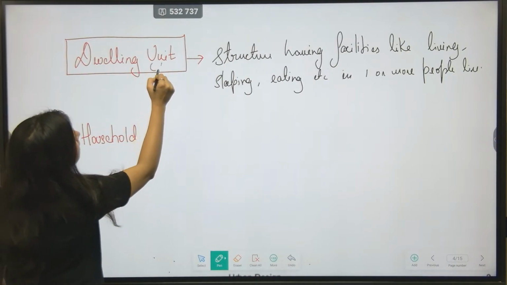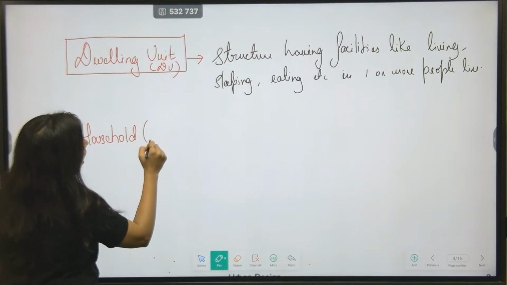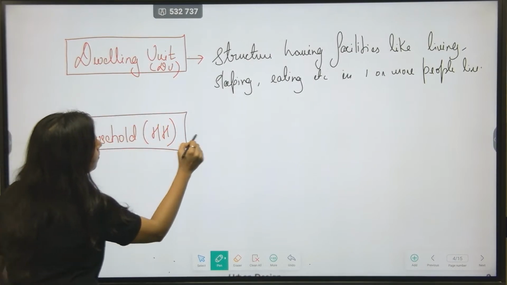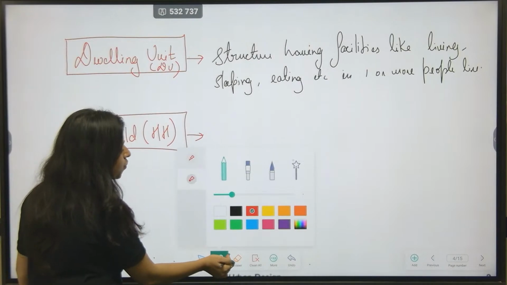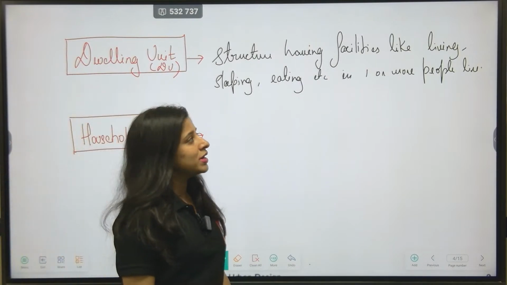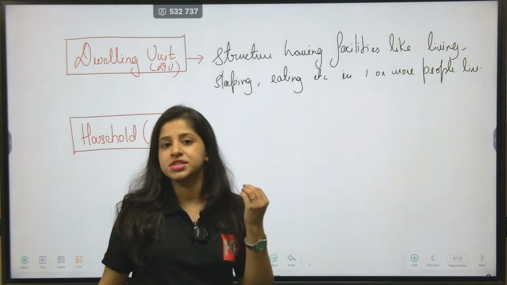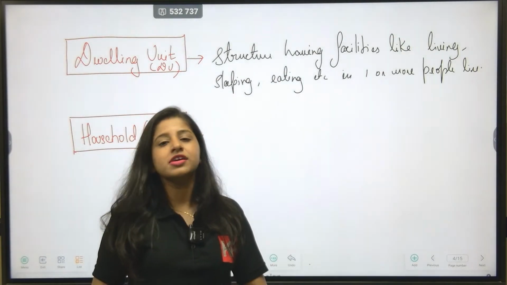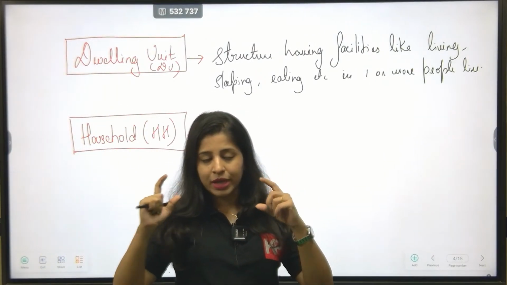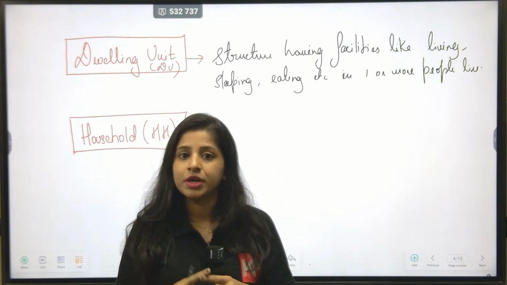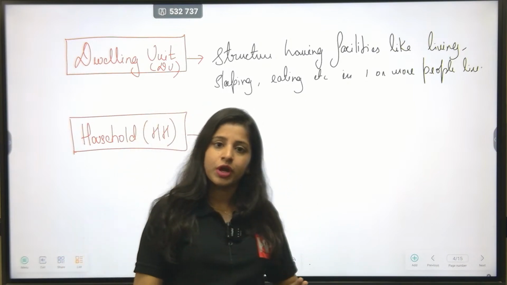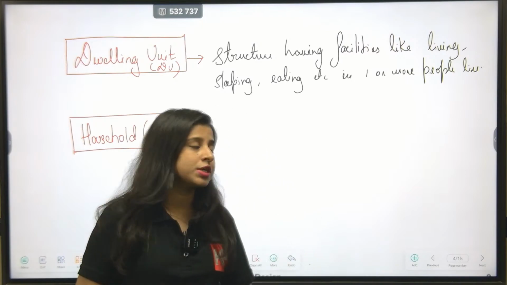Now, dwelling unit is written as DU in short and household is written as HH in short. When we talk about household, what is it? A household consists of one or more persons who live together in the same dwelling unit and share meals from the same kitchen. That is the main line: share meals from the same kitchen. Basically, a number of people who live together, but also eat from the same kitchen.